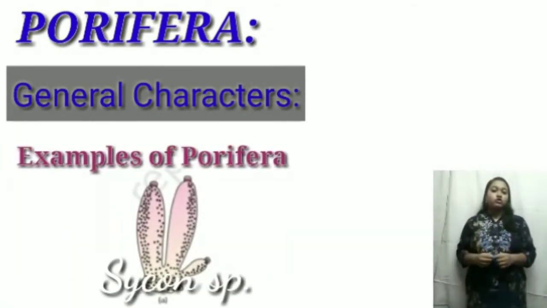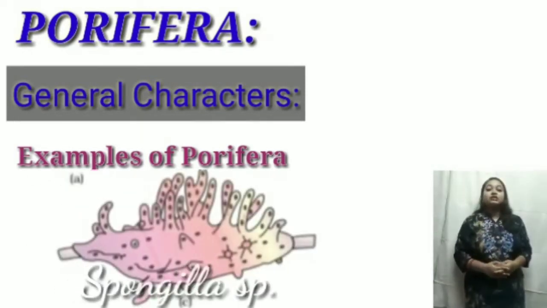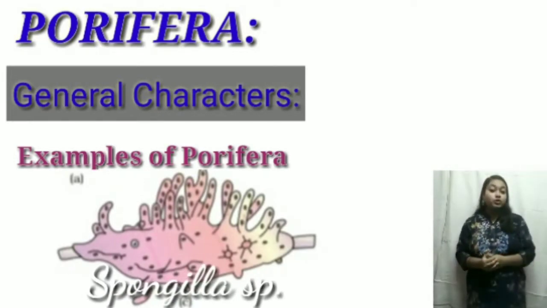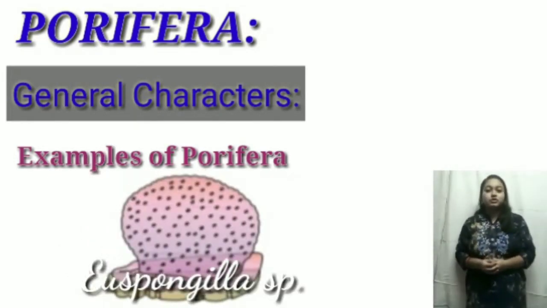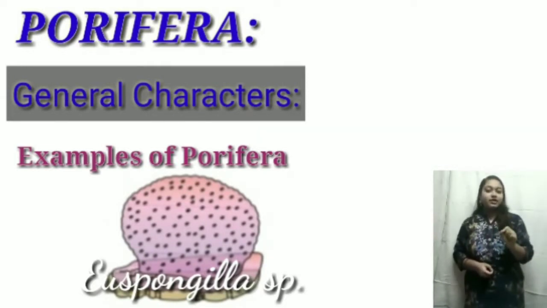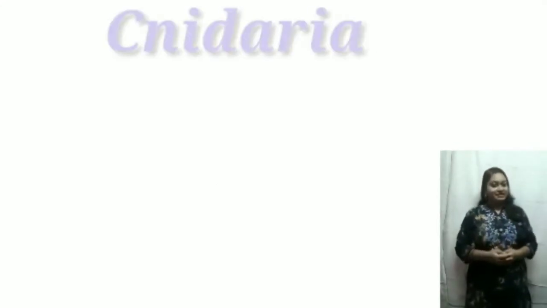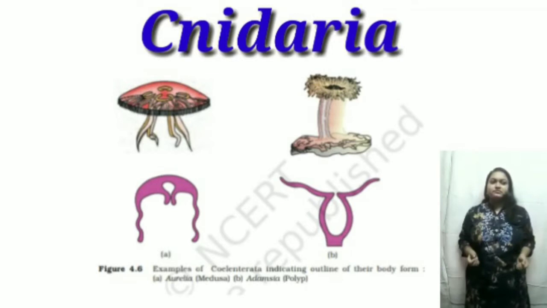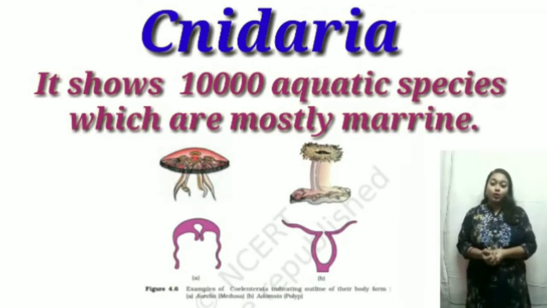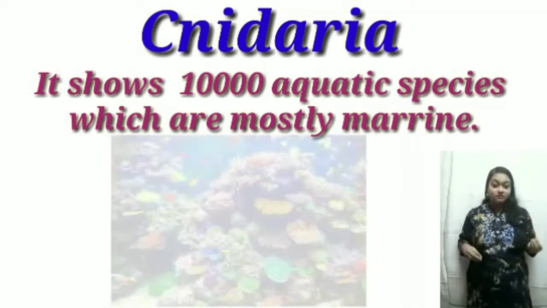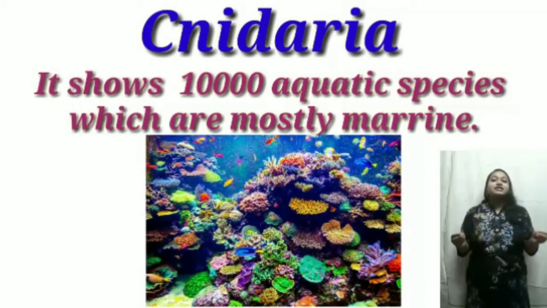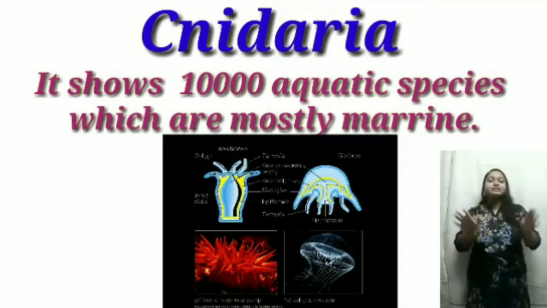Then Scypha is the first example of sponge. Spongilla or freshwater sponge, Euspongia or bath sponge. You have to underline the scientific name. The next phylum after Porifera is Cnidaria. Cnidaria is a very special phylum. It shows 10,000 aquatic species, and there are very colorful, bright corals, sea anemones, sea fans, and many more.